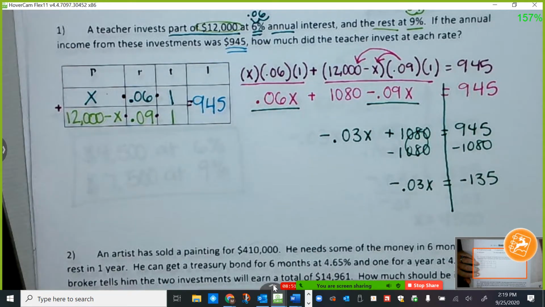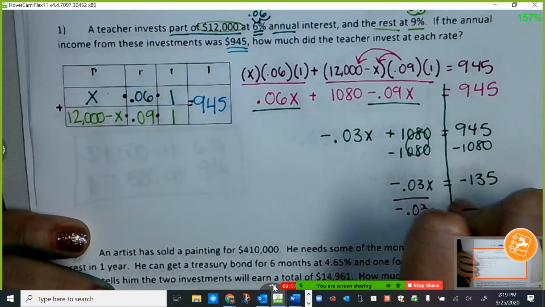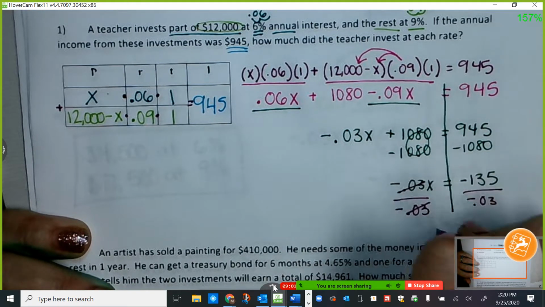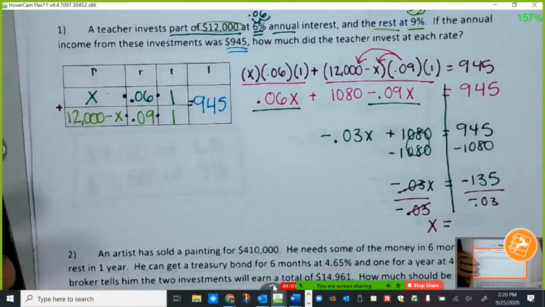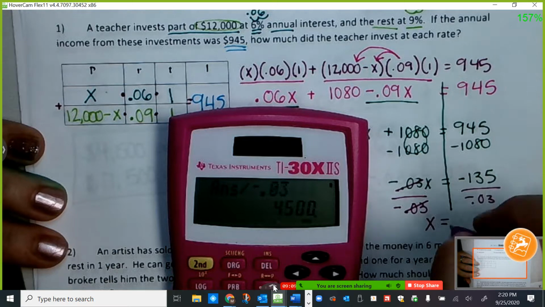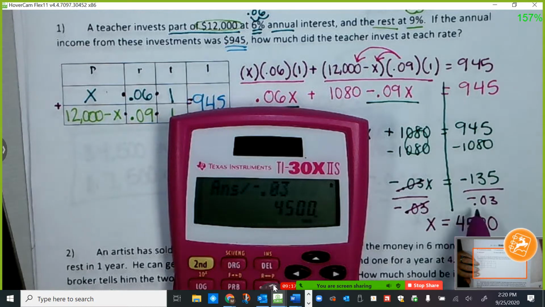And last step. Divide both sides by negative 0.03, because that gets my X all by itself. And what is that? 4,500. Should be positive. Did you say negative? So be careful, because that's negative, and then we divide by negative.